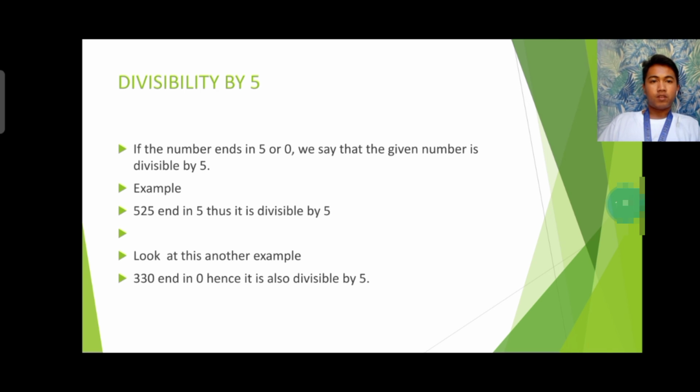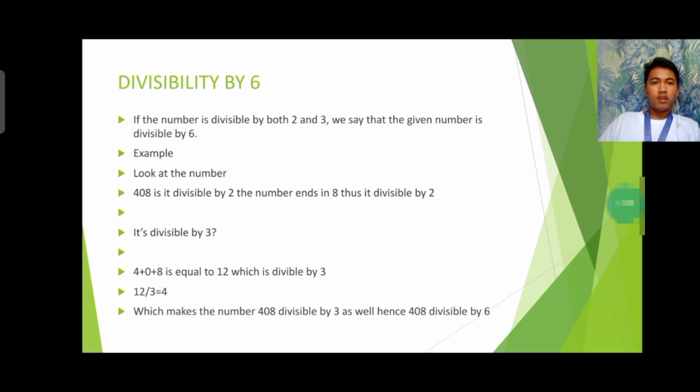Divisibility by 5. If the number ends in 5 or 0, we say that the given number is divisible by 5. Example, 525 ends in 5, thus it is divisible by 5. Look at another example. 330 ends in 0. Hence, it is also divisible by 5.